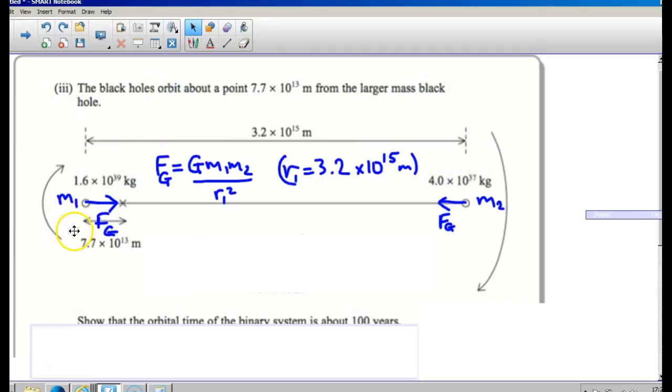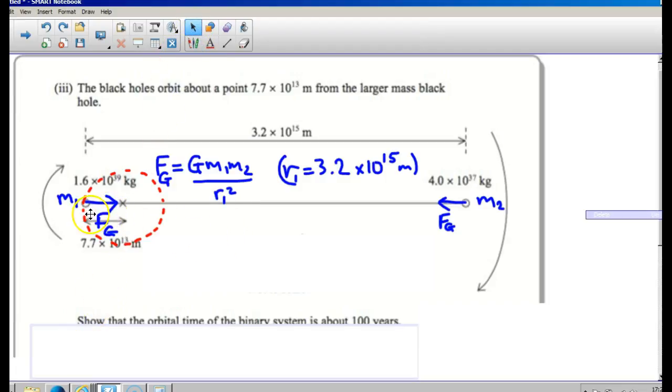Now, because each star is orbiting the other, they move in circular paths, and we're going to look at just m1. They will in fact both take the same time to do one full orbit, but m1 describes a much smaller circular path than m2. We'll just look at that one first.